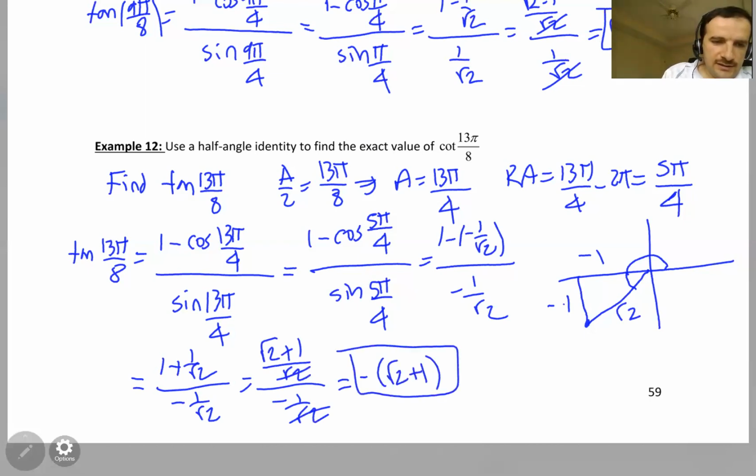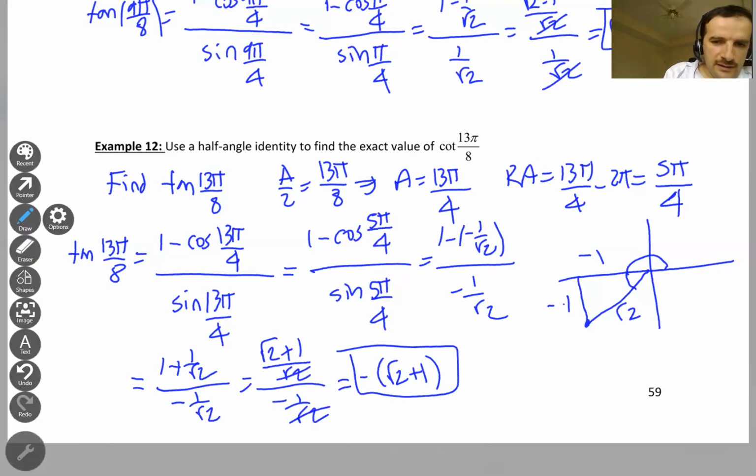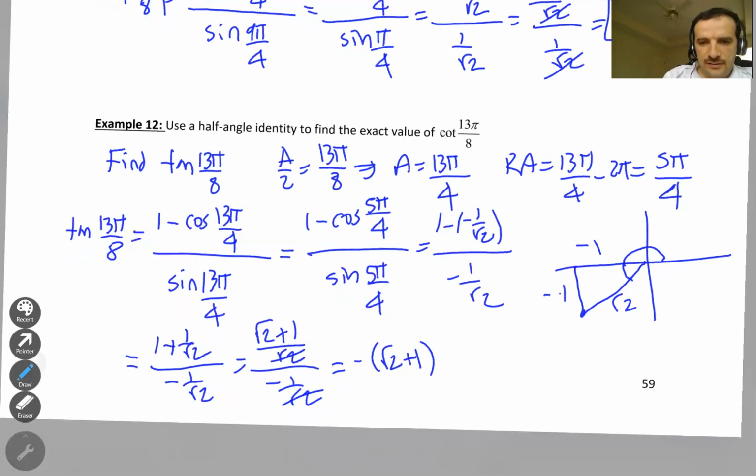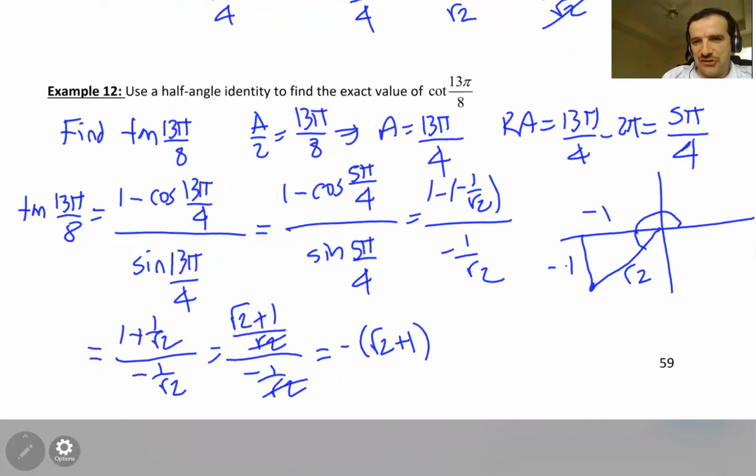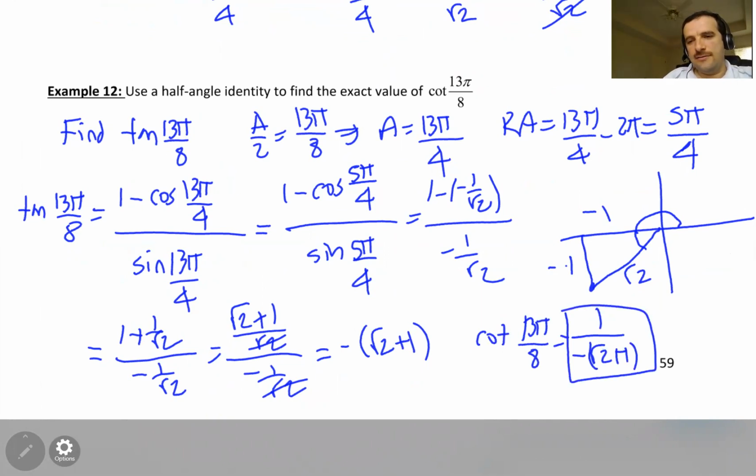Oh, okay, this is not the answer, right? What is the answer here? This is tangent, right? I have to flip tangent to get the cotangent. So cotangent 13 pi over 8 is equal to 1 over negative root 2 plus 1. All right. So this is how you deal with the cotangents. You just need to find a tangent and flip it, okay?